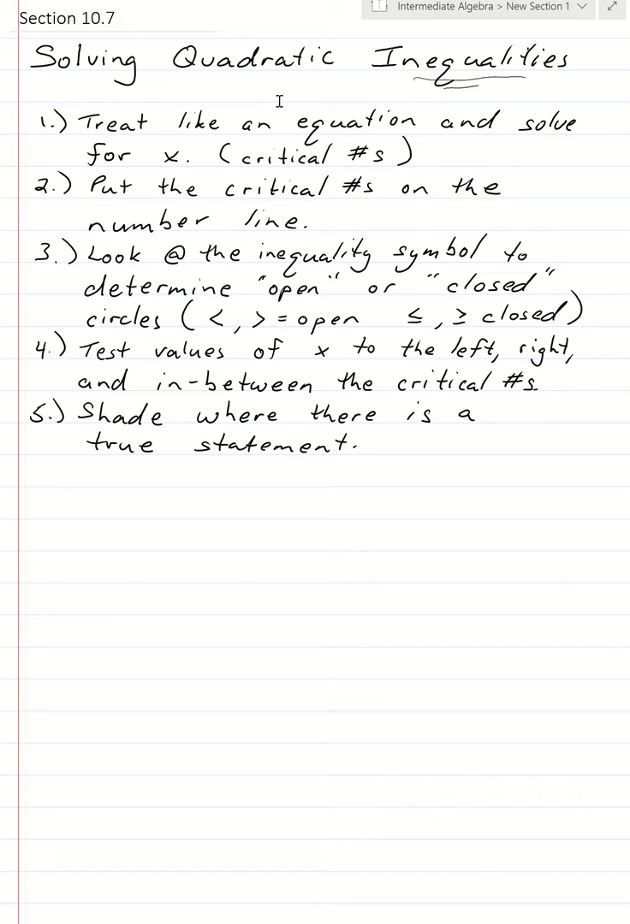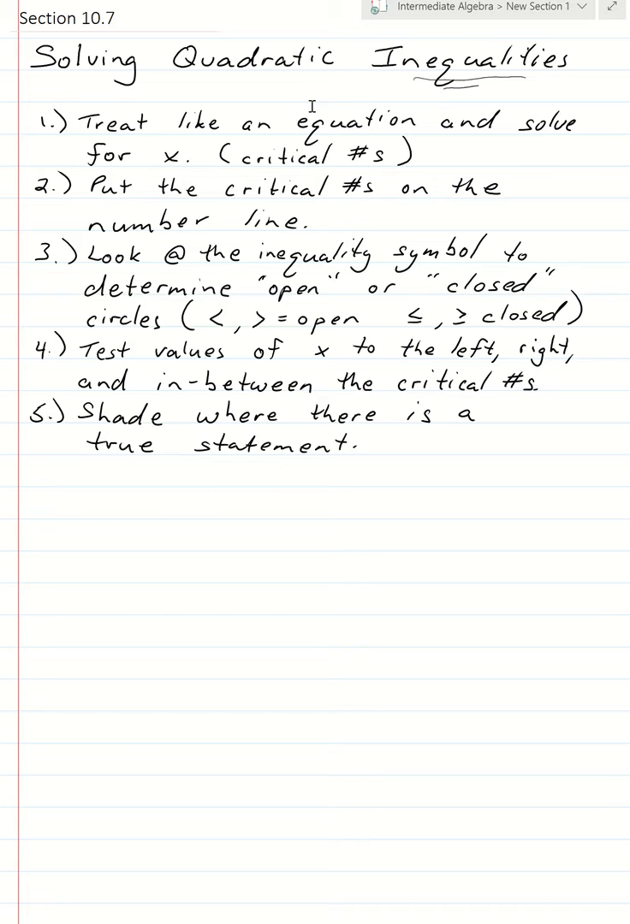In step 1, we're actually going to treat the inequality like an equation. We're going to temporarily forget that it's an inequality, treat it like an equation, and solve for x. You could use whatever method you want. Once again, if it's factorable, you could solve it by factoring. If you recognize where the square root method works, you can use the square root method. Or if all else fails, if the quadratic formula is your favorite, you can use the quadratic formula to solve for x. And we're going to refer to those x values as the critical numbers.